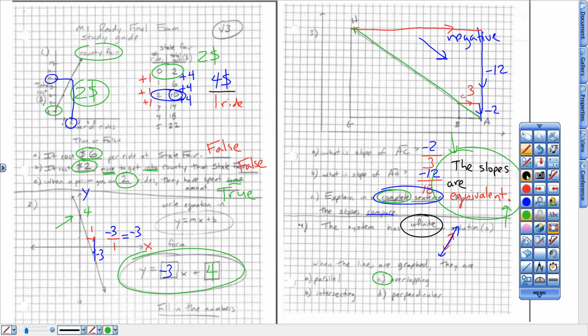Just remember this though. If it was one solution, it would be like this, intersecting. If it was no solution, it would be like this. That's parallel. Sorry, my spelling right there. All right, here we go. Moving on.